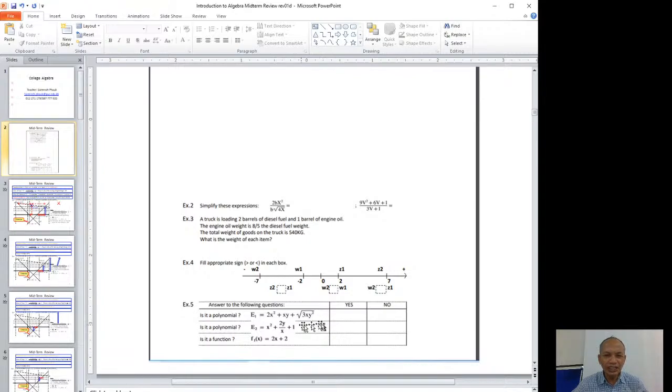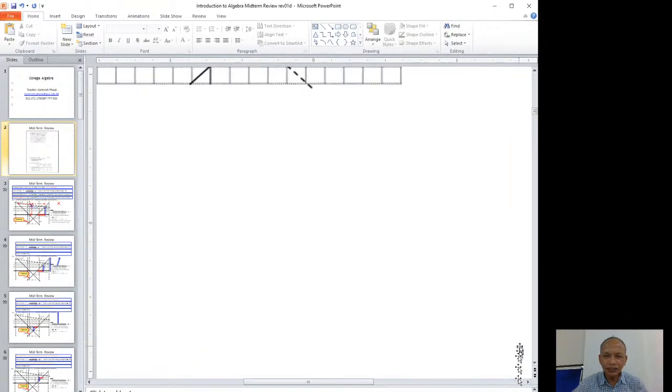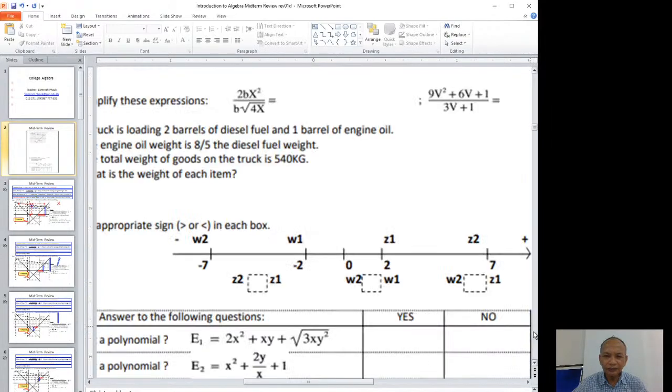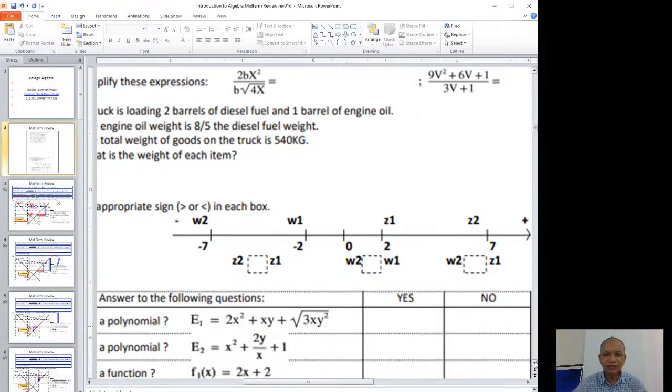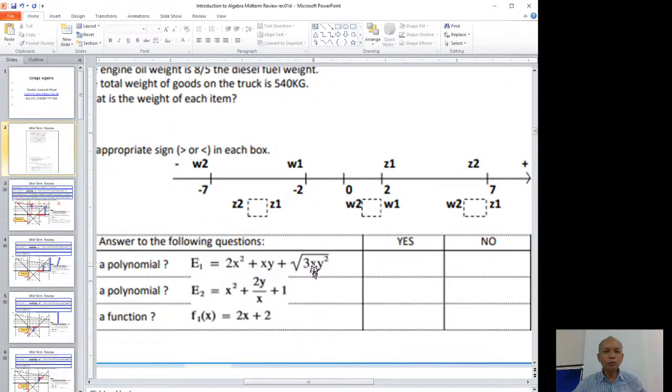What we need to know is that when we have an expression like this, the expression number one, we have a radical term. We have a monomial. We have a monomial here.